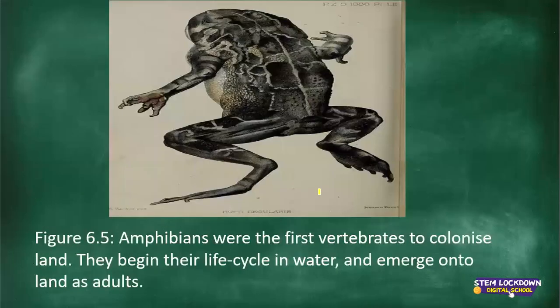And then this is a diagram of the amphibian. You all know a frog, right? There it is. These were the first vertebrates to colonize land. They begin their life cycle in water. Remember water when we have tadpoles, and then they emerge as adults. So you see how amazing this life cycle is actually. You start off in water and then you move on to land.